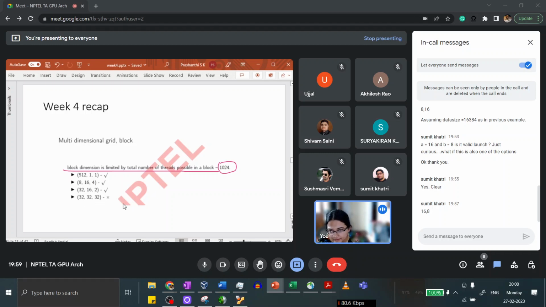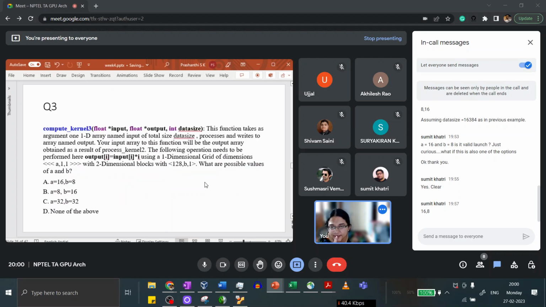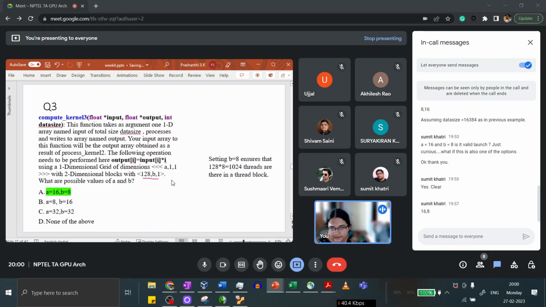32 into 32 into 32 is not fine because it exceeds 1024, right? So whenever you are given a block dimension x comma y comma z, the first thing you need to do is check if the x comma y comma z satisfies this 1024. So going back to the third question, you are given 128 comma b comma 1. What would you do? Your b has to be such that 128 into b into 1 is less than or equal to 1024. So you try out all these options.